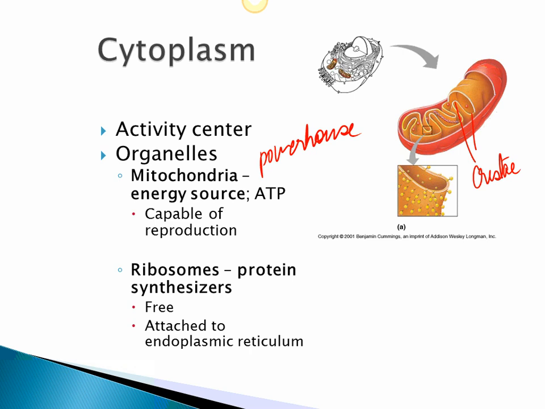In order for a cell to reproduce, it needs the nucleus, because cell division is mitotic division and cytoplasmic division. But when I say mitochondria are capable of reproduction, it means that mitochondria can duplicate themselves and form more mitochondria.